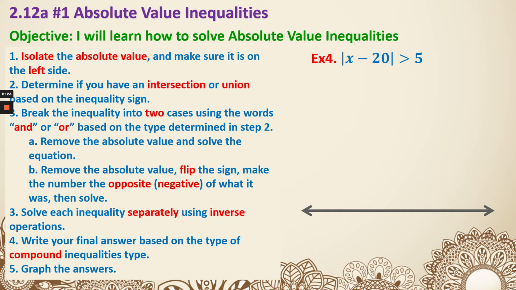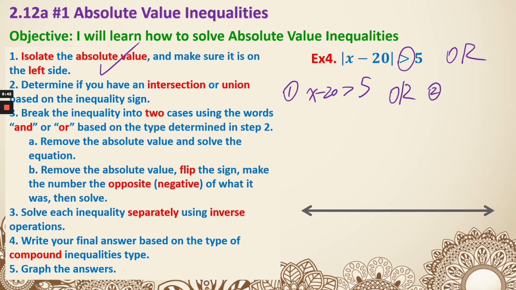Next, example 4. Step 1, same thing, isolate. It is isolated, so we can get to the second step. It is greater than, that means I'm using or. So then I can get to step 3. I can start separating the cases. Case 1, just remove the absolute value and copy it down.